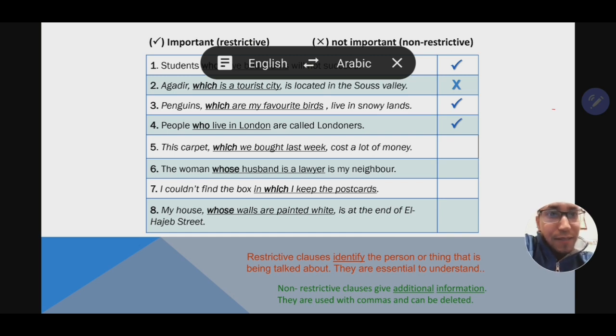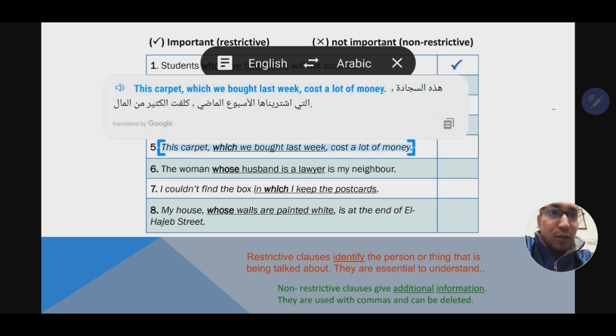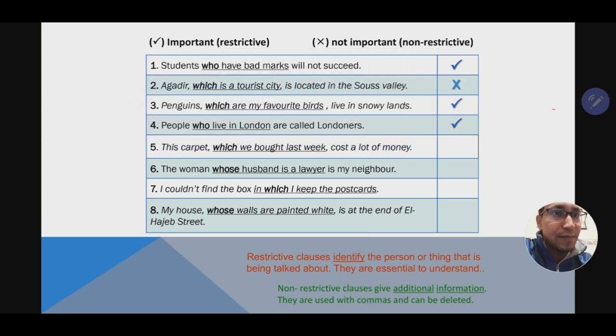So next, this carpet which we bought last week cost a lot of money. Is it important? Which we bought last week, is it important or not important? هاد السجادة اللي شريت الأسبوع الماضي كلفتني بزاف د الفلوس. So of course اللي شريتها الأسبوع الماضي ماشي مهم، اللي كاملة هو هاد السجادة غالية بزاف سيتو. So that's why if you realize this, let's keep this here.